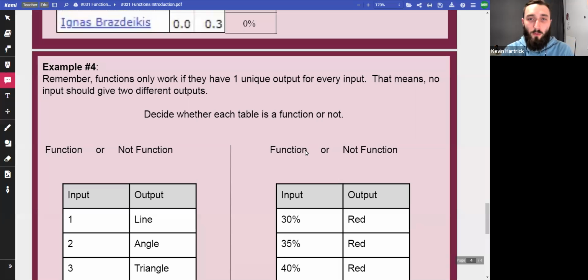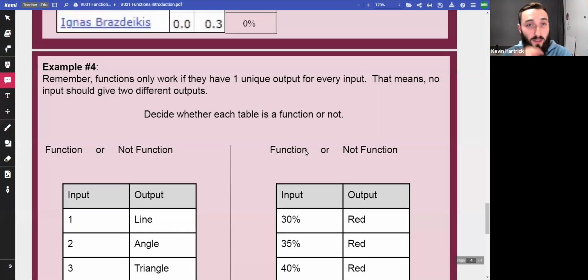All right, example 4. So remember, functions only work if they have one unique output for every input. That means no input, nothing that you put into the function, should give two different outputs. So you shouldn't be able to put, say, a 5 into the function and get a 7 and a 2 out, right? Think about functions again as that computer.